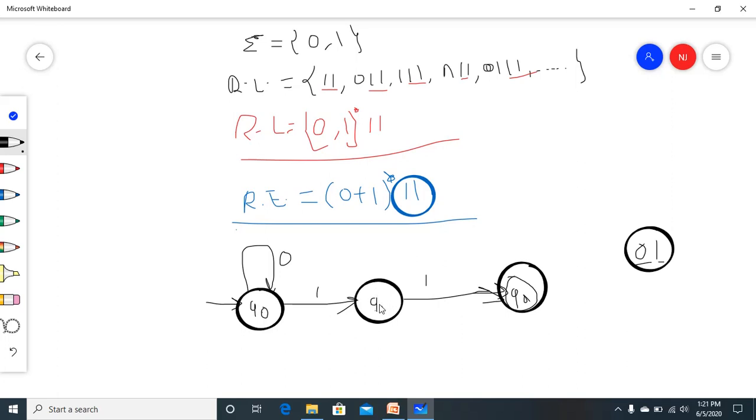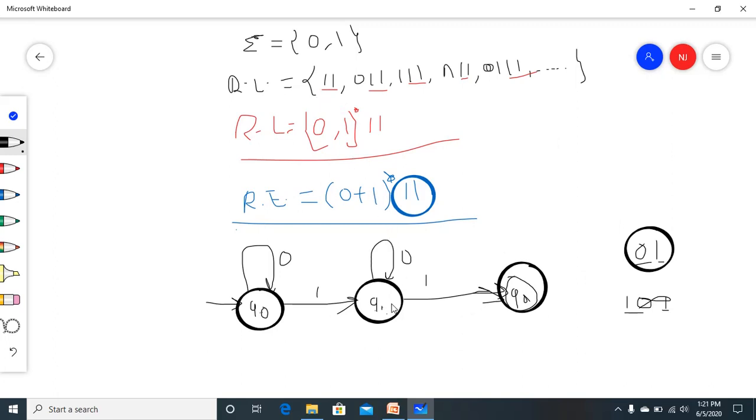Now, if we keep the 0 transition looping in q0, then what is the drawback? If the string is 101, we are in q0, we read 1, we move to q1, we read 0 in q1, and we remain in the q1 state. Okay, and after reading the last symbol, being in q1 is also acceptable. So 101 is also accepted by our automata, because we have to accept only strings ending with 11.